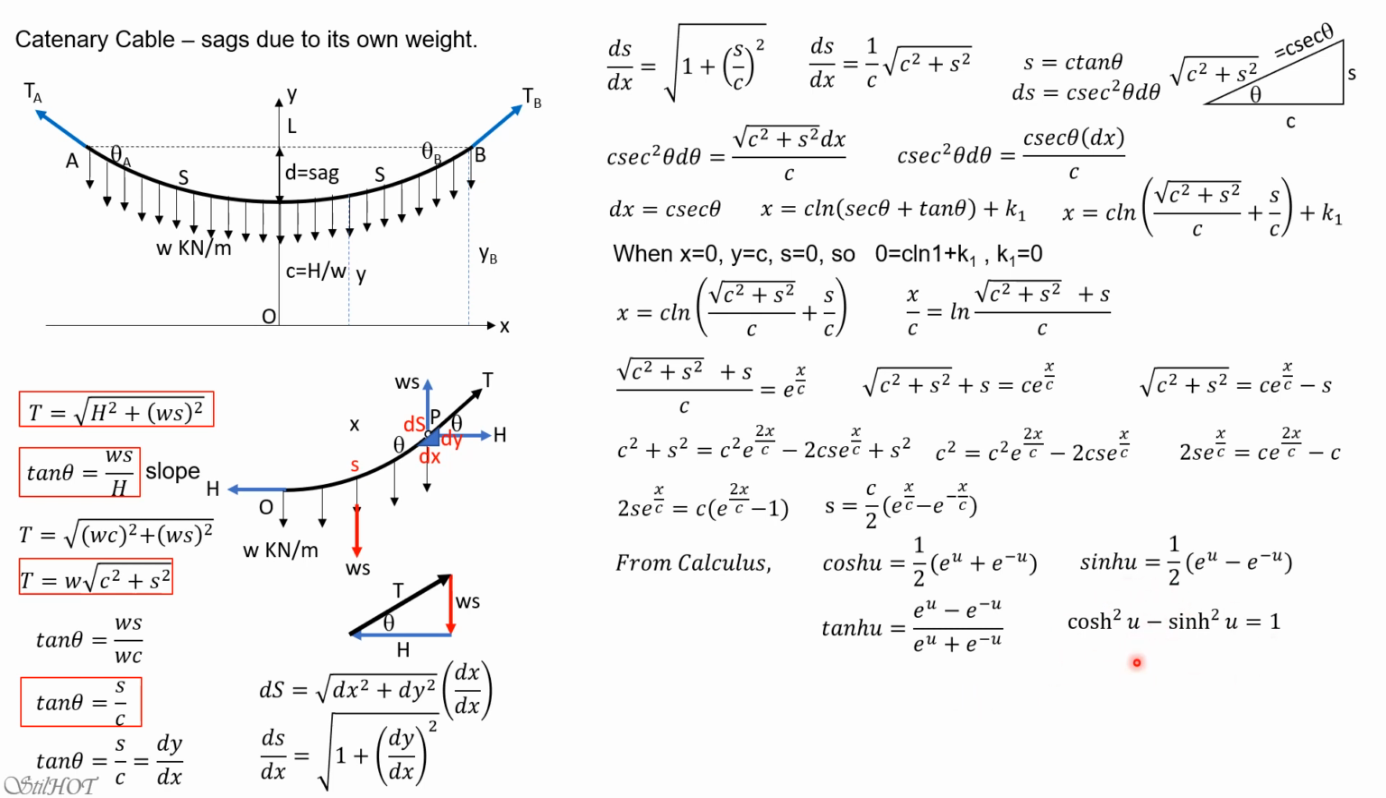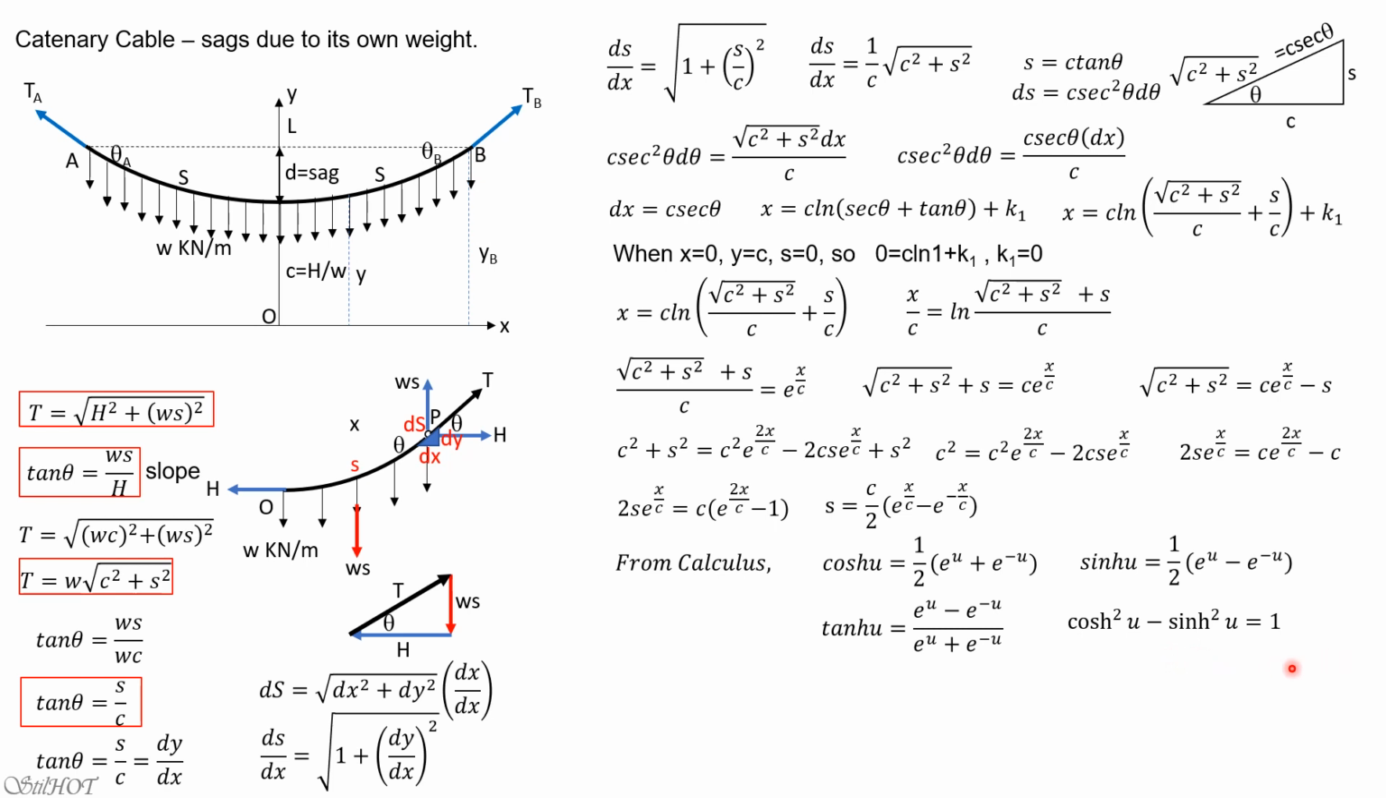To verify this identity, you have to substitute this cosine equivalent, then square it, minus the square of this term, and you will get 1. So that's why that's the identity. You can divide by cosine hyperbolic square and write it as 1 minus tangent hyperbolic square of u equals secant hyperbolic square of u.